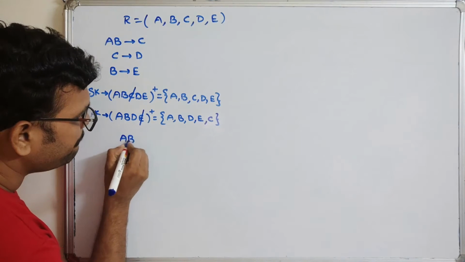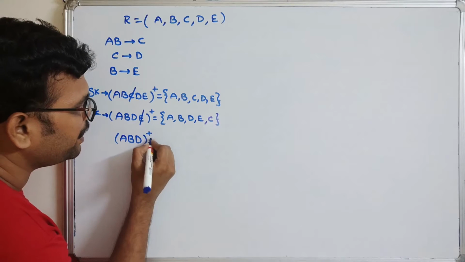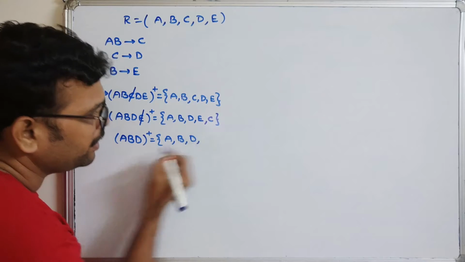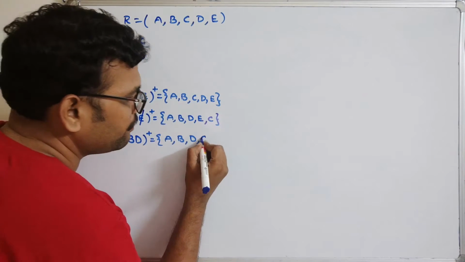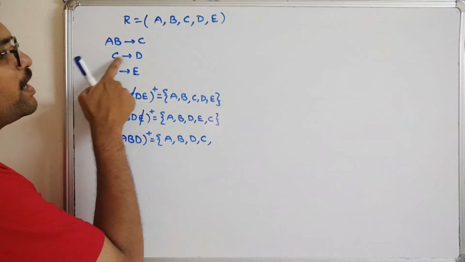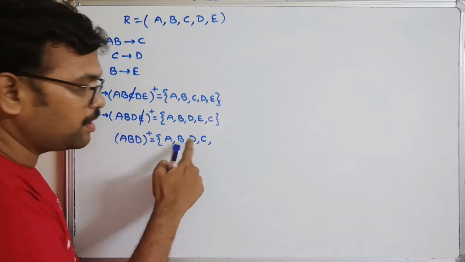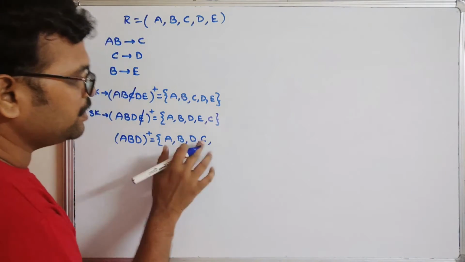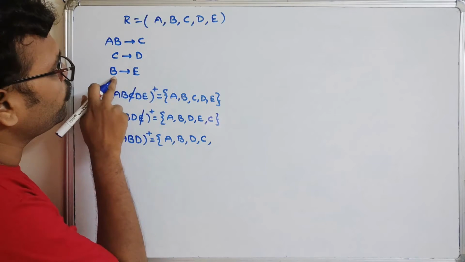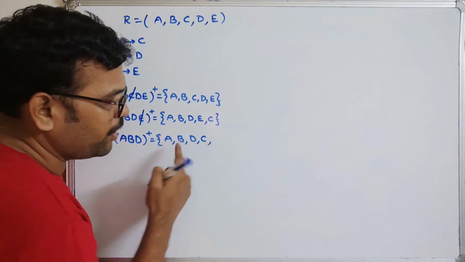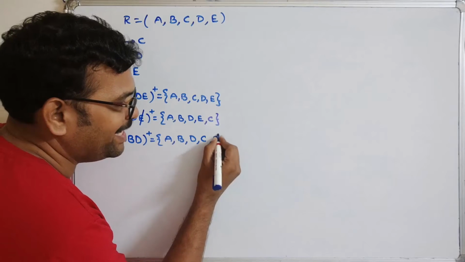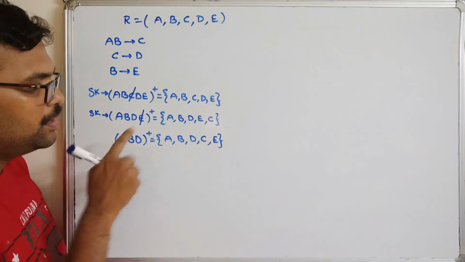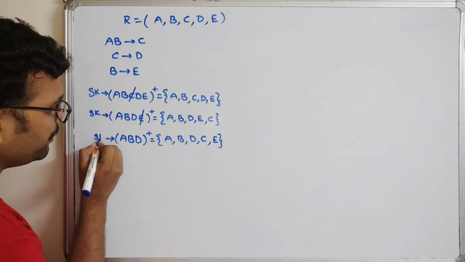Now A, B, D. The closure of A, B, D will be, first the self insertion A, comma B, comma D, and if you know A, B, we can get C from the first dependency, and if you know C, we can get D. D is already available. If you know B, we can get E, we are having B, and we can determine E. So here also we can get all the five attributes for this particular closure. So this is also a super key.